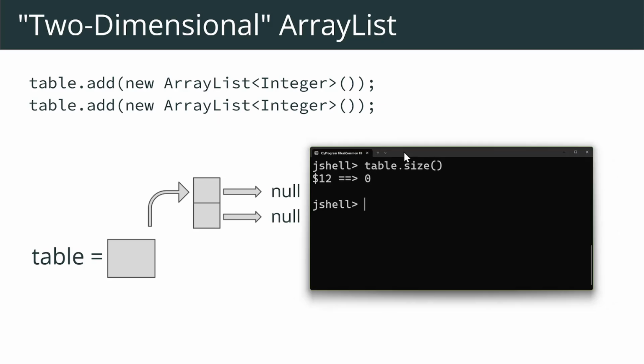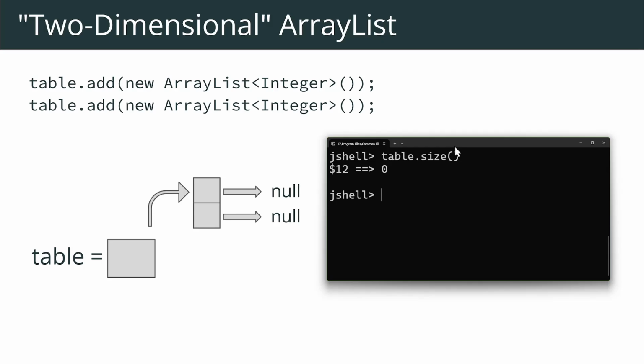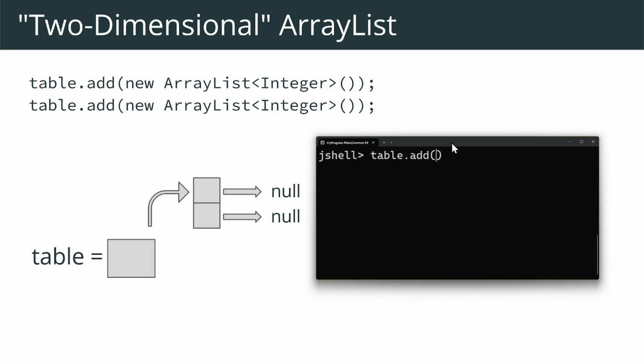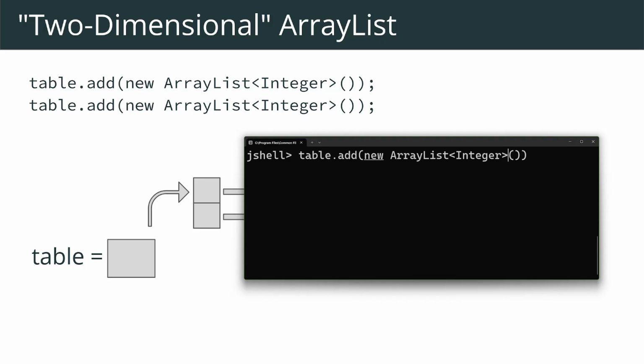Let me go ahead and get this over here. So let me use a JShell. Let me just add this. This is just one way. I'm saying table, I want to add a row. Each row is an array list of integers, so you could say give each row some new memory, and that memory is going to represent an array list of integers. Don't forget these parentheses here, they are important.